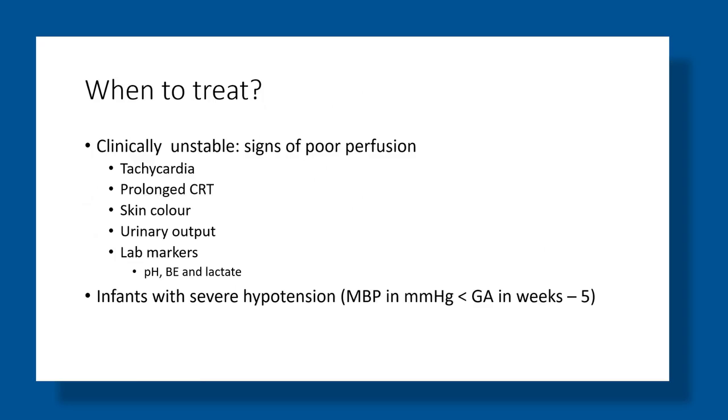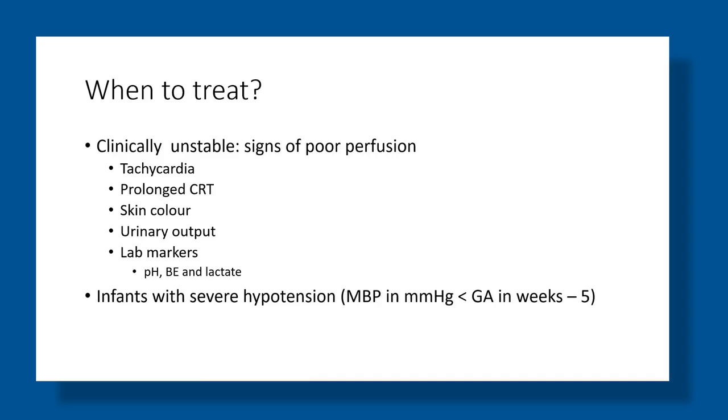Next slide, please. Right. So then the question comes, if you say, okay, the stable baby with moderate hypotension does not need treatment, who are the babies that I have to treat? So the first sign, clinically unstable babies. Now I'm coming to perfusion. Those who are having signs of poor perfusion. Those babies need treatment with inotrope. So what are the signs of perfusion?